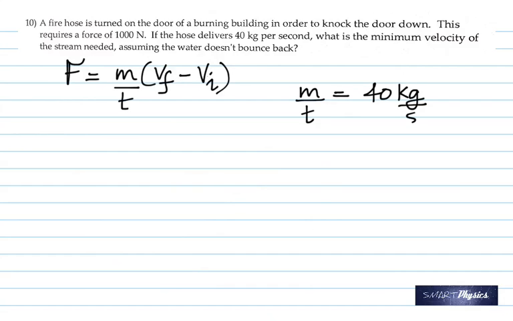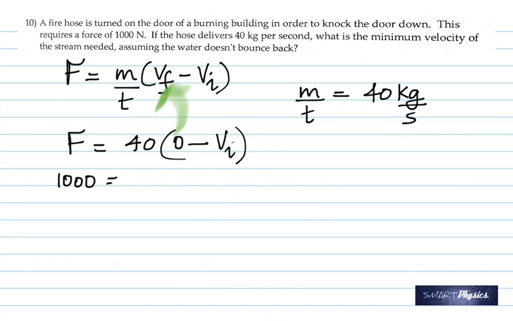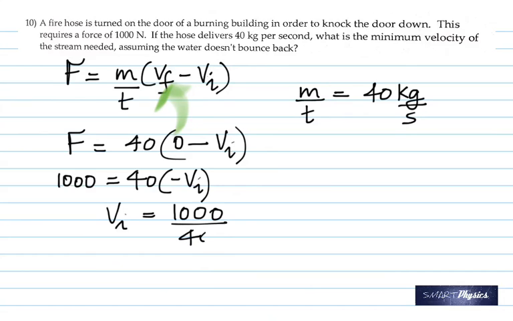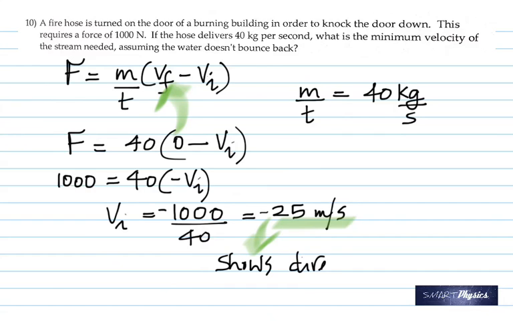That's 40 kilograms per second. So it's mass by time. Therefore, all we got to do is multiply 40 with the final velocity, remember, is 0 because water doesn't bounce back, minus the initial velocity. So when we carefully calculate that, you get VI as 1000 divided by 40 with a negative, because that is negative 25 meter per second. That negative just shows the direction that it was first going towards the door, and that's all. That's the importance of the negative sign.